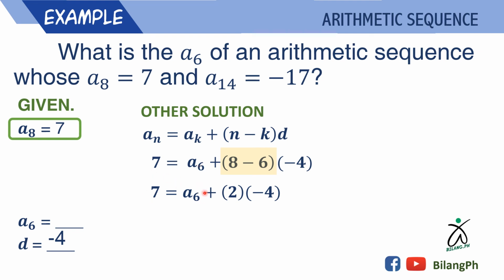7 equals a sub 6 plus 8 minus 6 is 2 times negative 4. Mag-multiply naman. 7 equals a sub 6. 2 times negative 4, negative 8. Para mawala ang negative 8, mag-add ng 8. Siyempre, sa kabila din. Ito ay makakancel. Ang may iwan dito ay a sub 6. 7 plus 8 is 15. We got the same answer, 15.